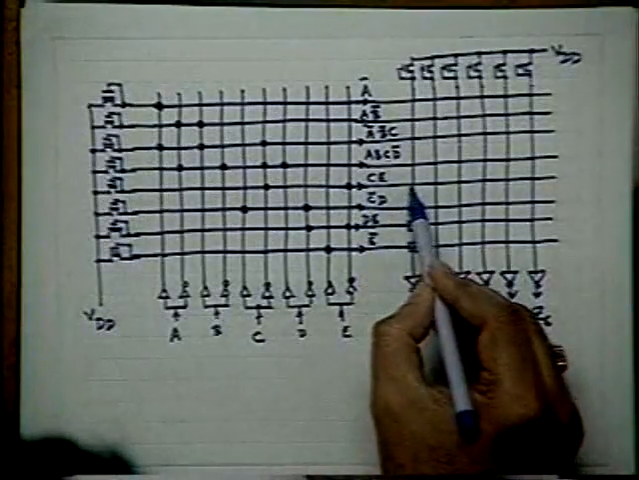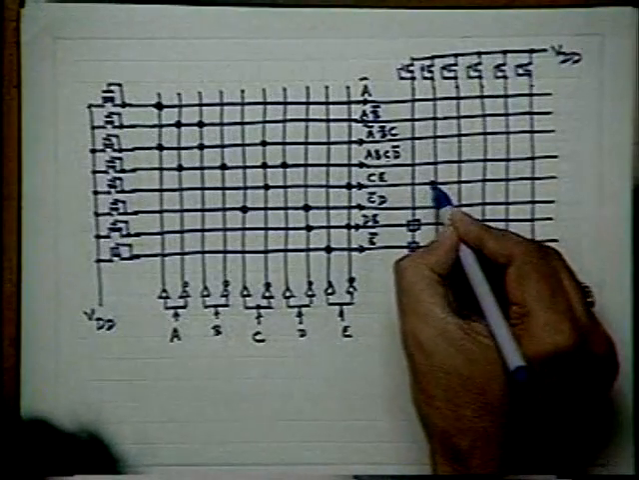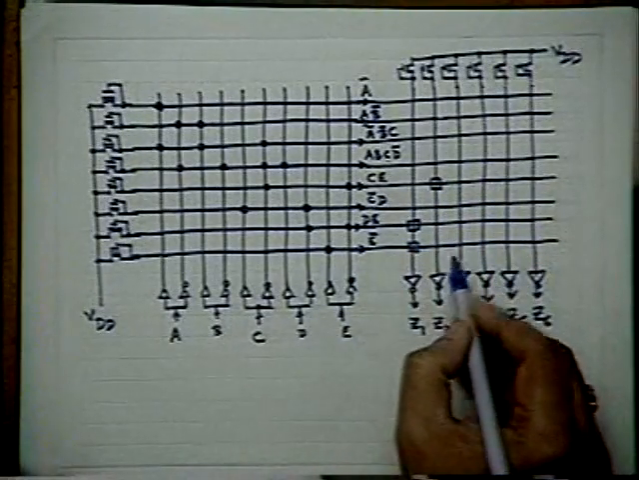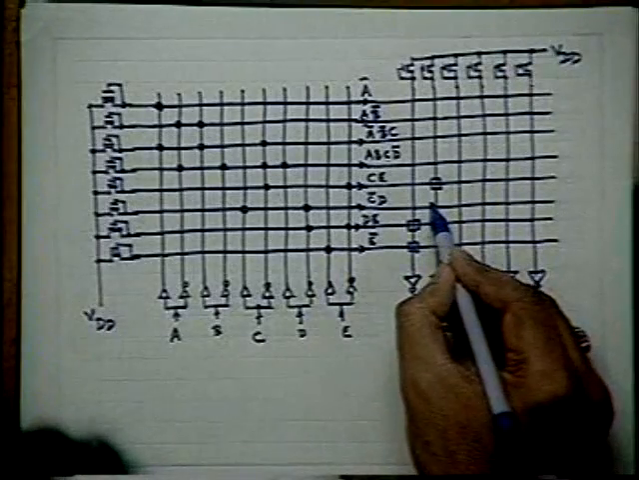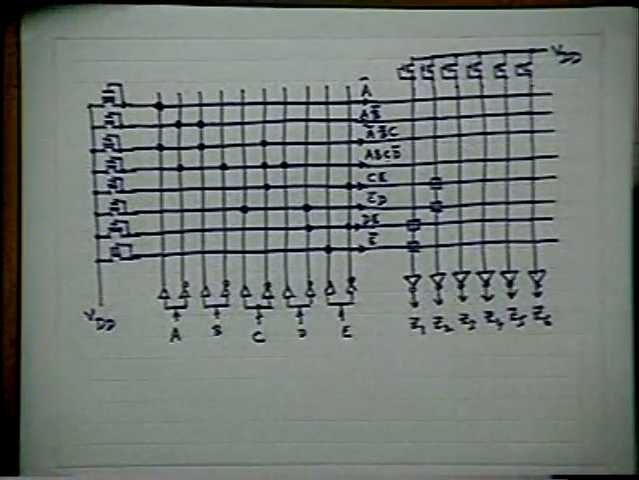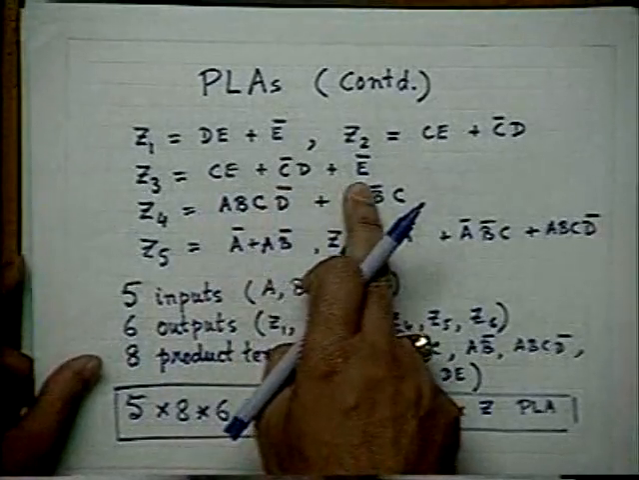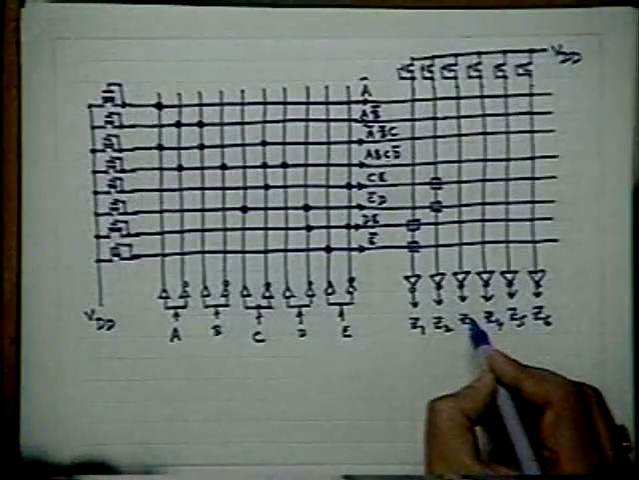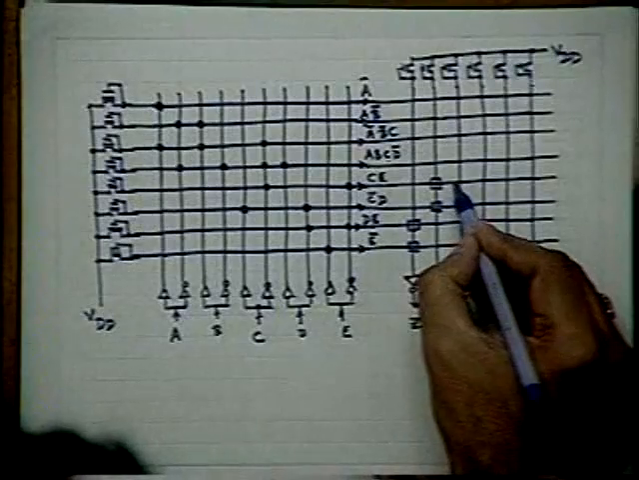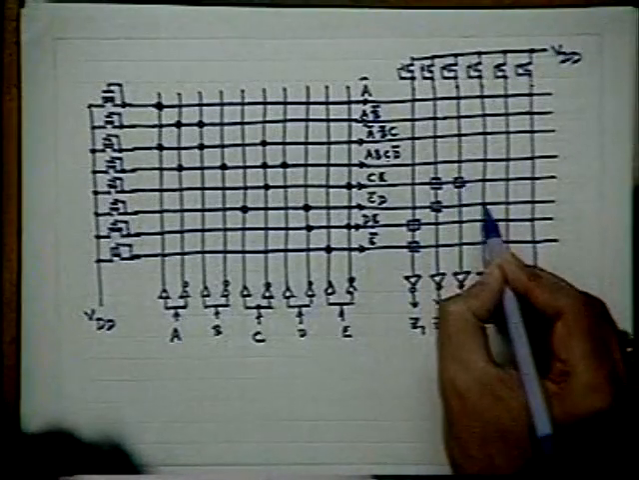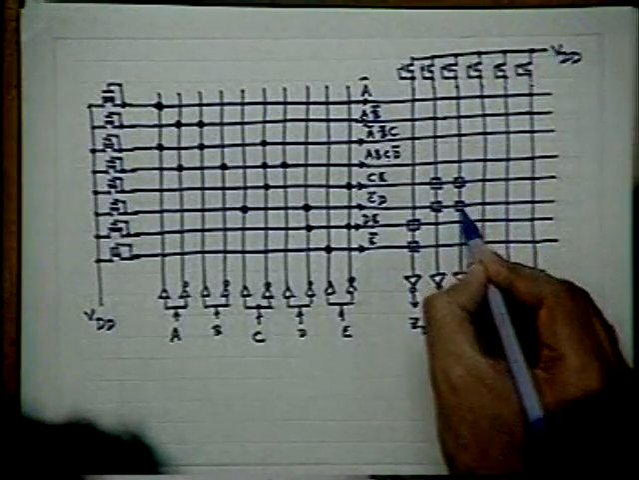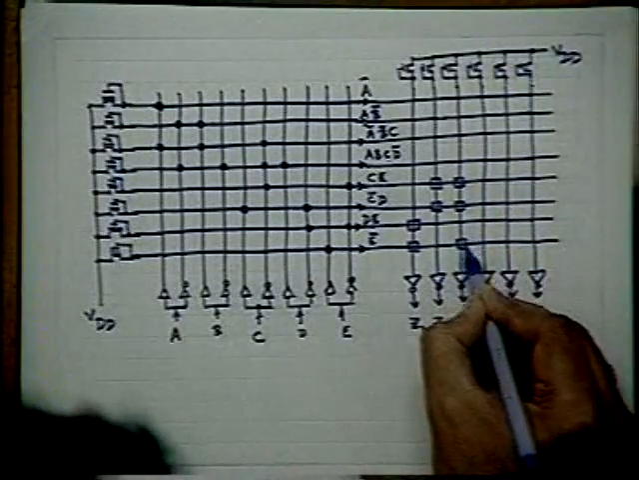Z2 is CE and C bar D. C is this line. The other is C bar D. C bar D is this one. Z3 is C, C bar D, E bar.